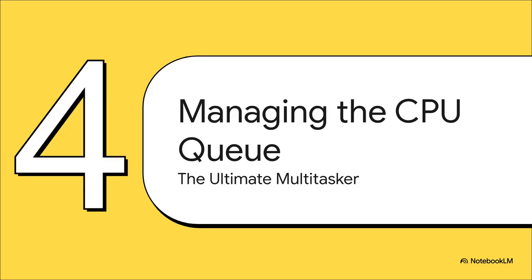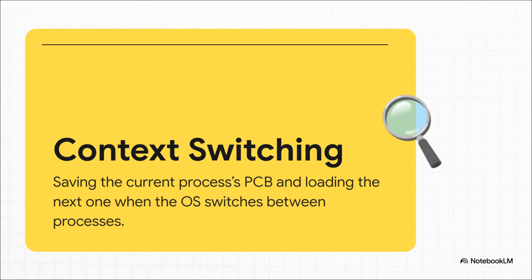Okay, so we've got all these processes, each one with its own ID card, all lined up in that ready state, just itching to get some work done. But there's a bottleneck, right? You've got way more processes than you have CPU cores. So how does the operating system, the ultimate manager, decide who gets to go next? This right here is where the real magic of multitasking happens. It's a trick called context switching.